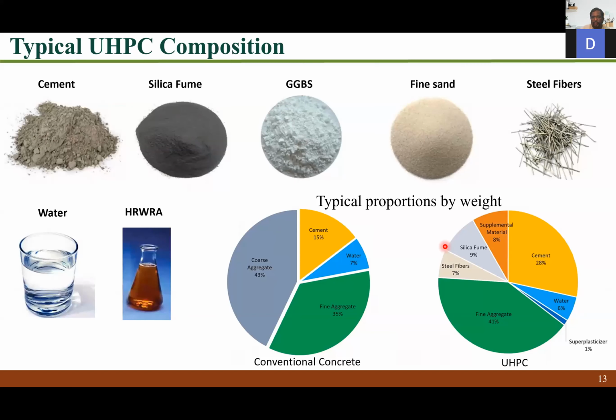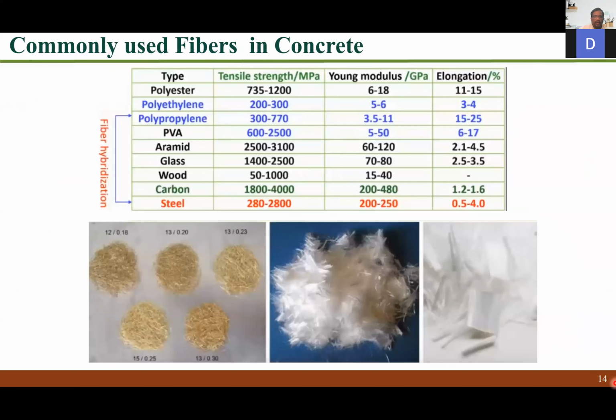So this is your typical composition, and we also end up putting a lot of superplasticizers, usually 1% to 2% by weight of the cement. Of course, we add a lot of steel fibers, or sometimes a combination of steel fibers and some synthetic fibers, and we add water and high range water reducers. All of them combined together form this ultra high performance concrete. Again, different types of fibers can be used, and the most commonly used fibers are the macro fibers.